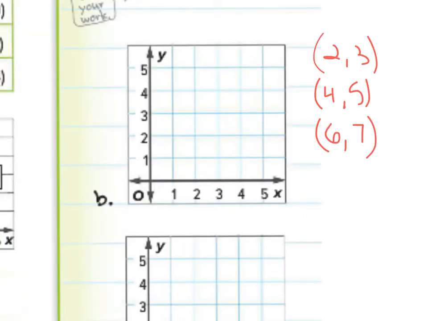So in order to graph these, we take our x value first, and we go to 2, and then we go up to 3. There's our first dot right there. Our second one will be here, 4, 5. We go to 4, and we go all the way to 5. For our next one, we won't be able to graph it, simply because there's no room to graph it.